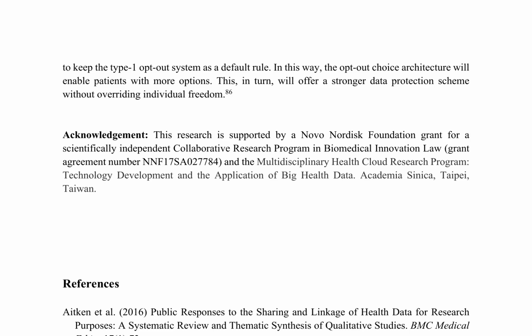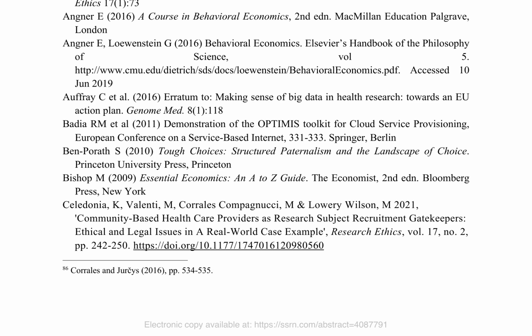The importance of leaving an option to revisit decisions is emphasized, as individuals may feel frustrated by predetermined choices. The Type 1 opt-out system is recommended as a default rule, enabling patients with more options and offering a stronger data protection scheme without overriding individual freedom. This approach aligns with the principles of libertarian paternalism, promoting informed decision-making while respecting autonomy.